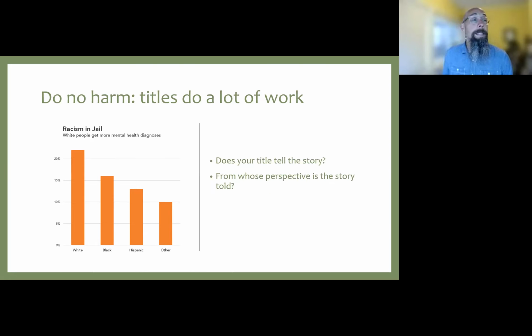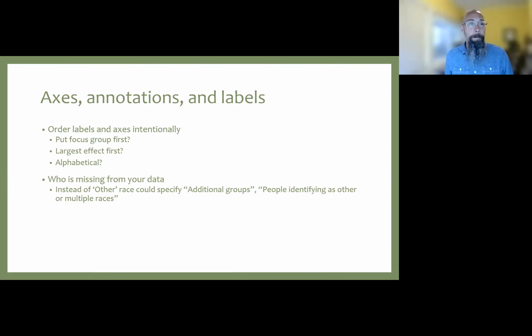And this one is even a different way of putting it. And it's an alternative to the sort of deprivation framing, and it's identifying people who are benefiting from a system, even in jail. So racism in jail, white people get more mental health diagnoses. So different ways that titles can frame what you're showing. Now, obviously, depending on where you work, you may have some constraints on exactly what you can put in titles, but what we put in titles definitely has a huge influence on how people view the result.